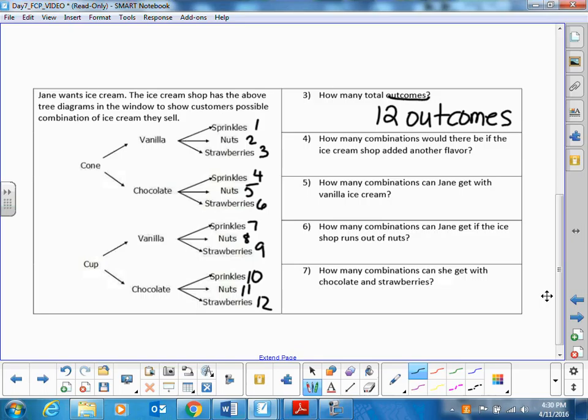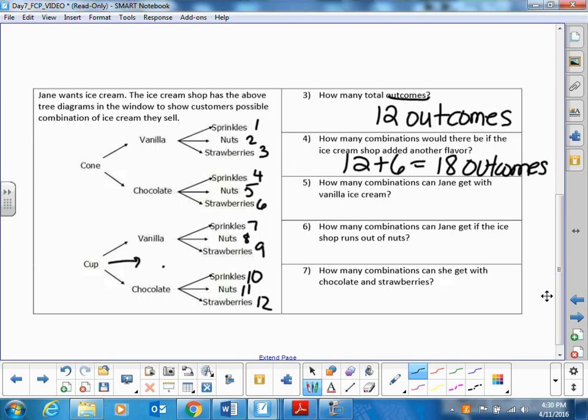So if you look at number 4, how many combinations would there be if the ice cream shop added another flavor? So instead of having just 2 flavors here, we'd add a third, which means you'd have another set of 3 because you're going to split into 3 different toppings. So if you added 3 here and then 3 with the cone, that's going to add another 6. So how many would we have? We would have 12 plus 6 more. So you would have a total of 18 outcomes.